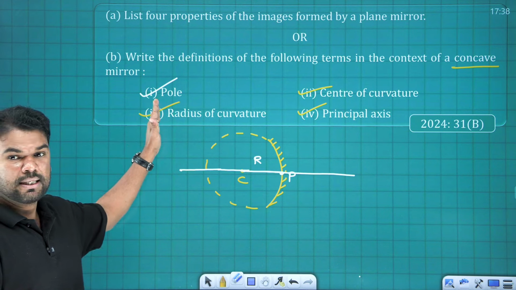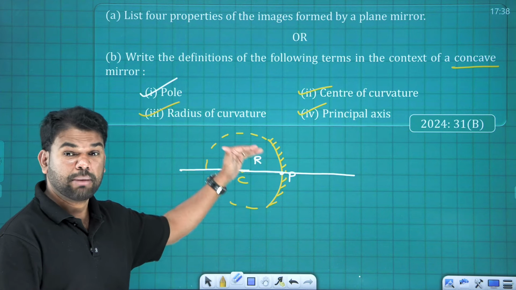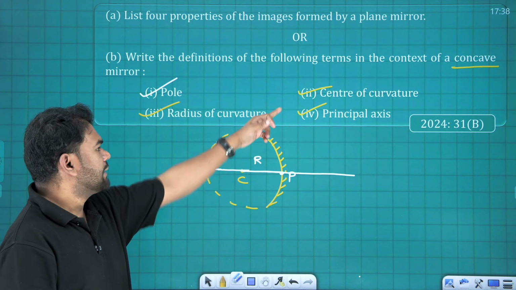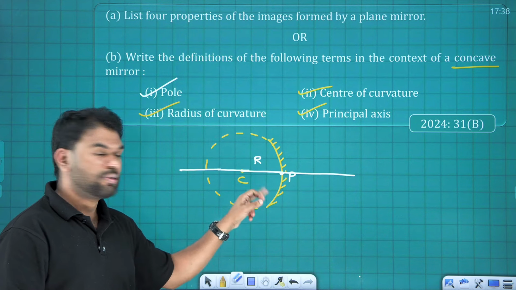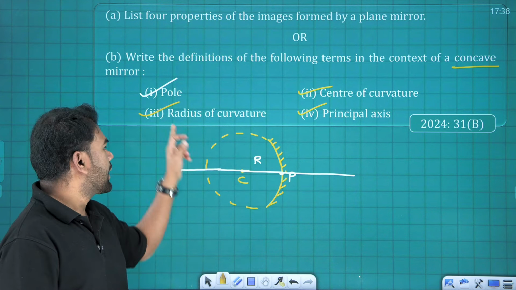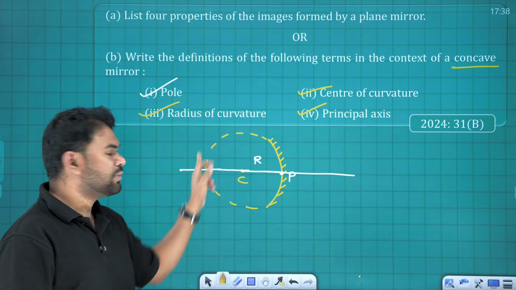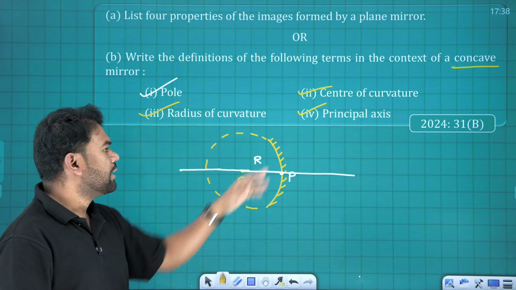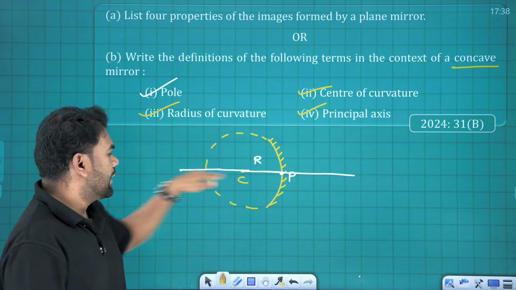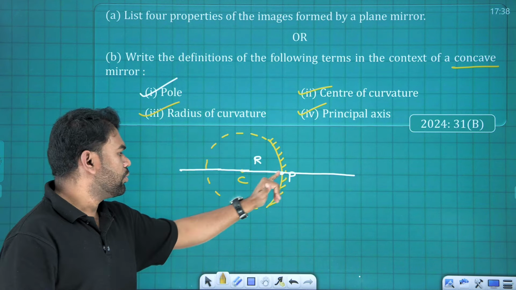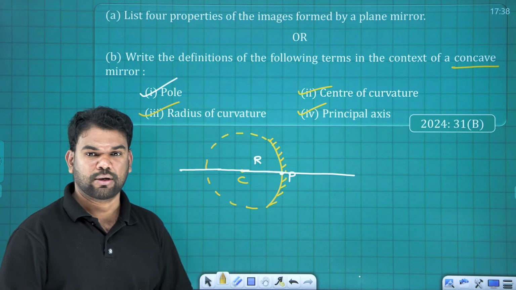So pole means the geometric center of the mirror or midpoint of the mirror is called pole. Center of curvature means center of an imaginary sphere in which the mirror forms a part. Radius of curvature means it's the radius of the imaginary sphere in which the mirror forms a part. Then principal axis, an imaginary straight line passing through both the pole and the center of curvature.